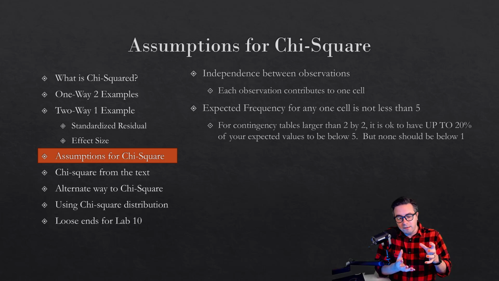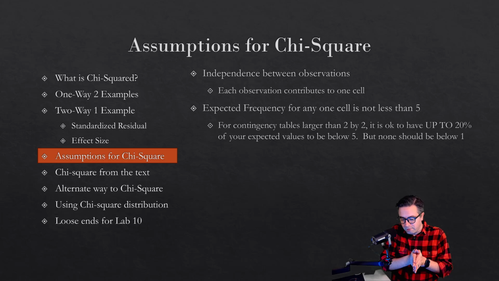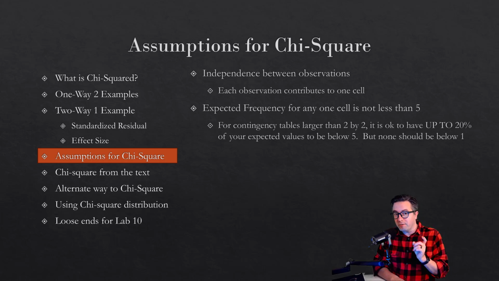The grand total has to be all the observations that we're seeing. And so if you have the overlap, then you're going to have more observations than what you observed. So really, truly, the idea is that we're assuming that each observation contributes to just one cell. The other thing is that the expected frequency for any one cell is not less than 5, right?